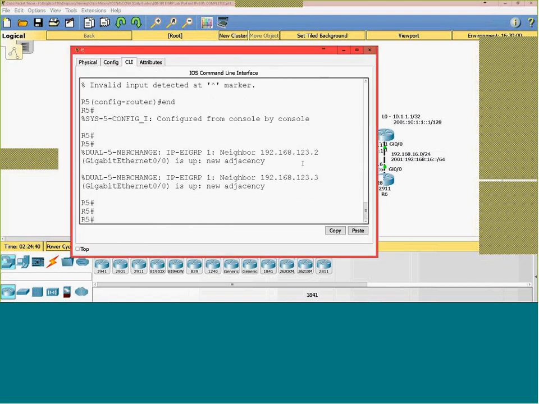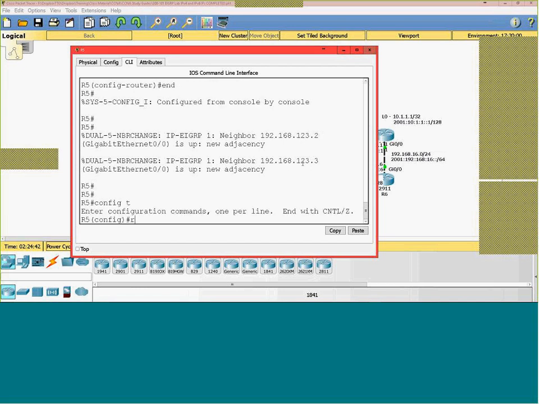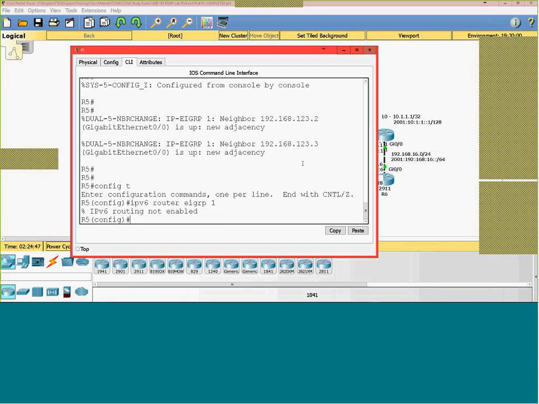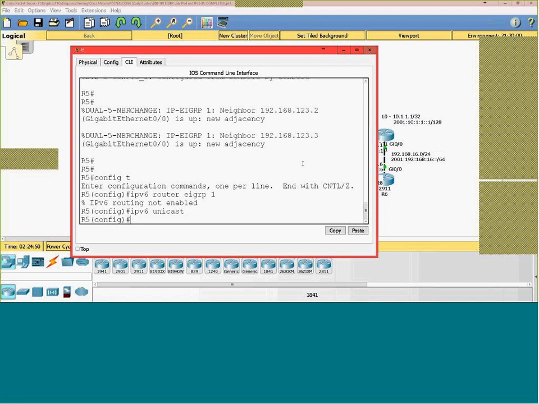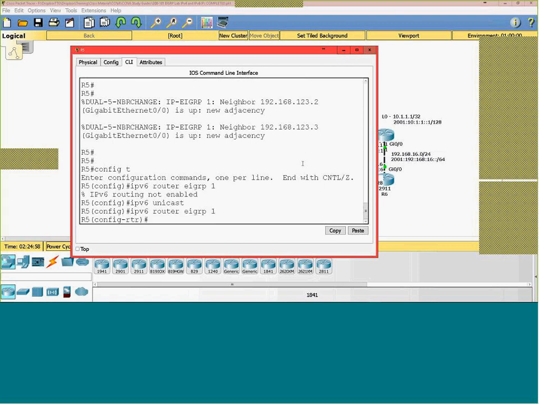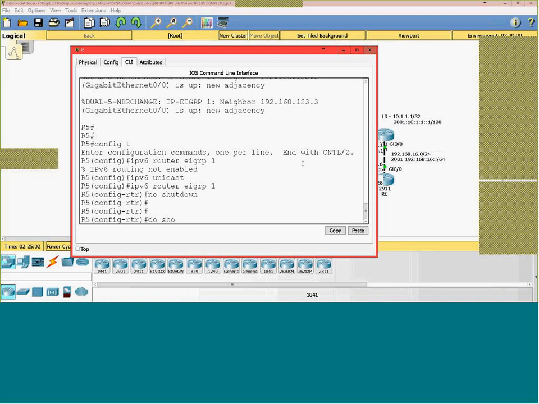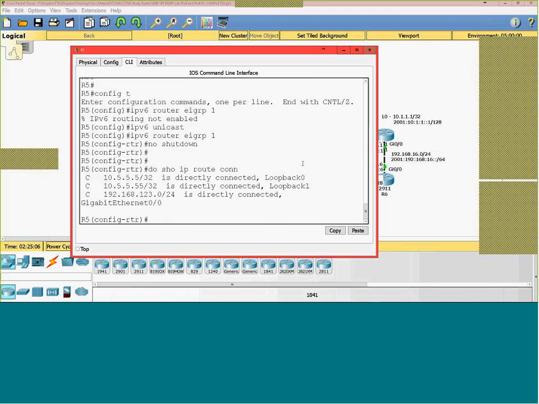All right. Config T, IPv6 router, EIGRP1. Oops, IPv6 unicast routing. Can't forget that. IPv6 router, EIGRP1. No shutdown. Do show IP route connected.